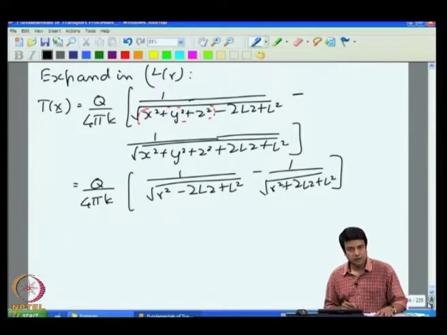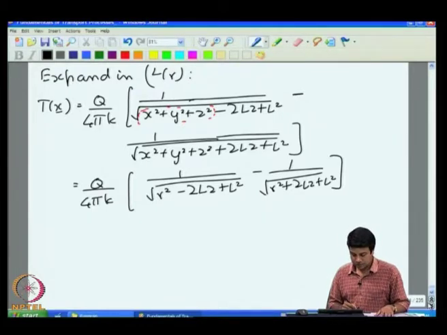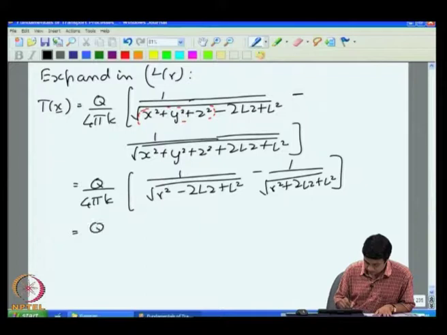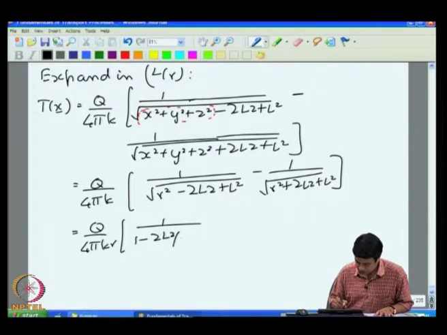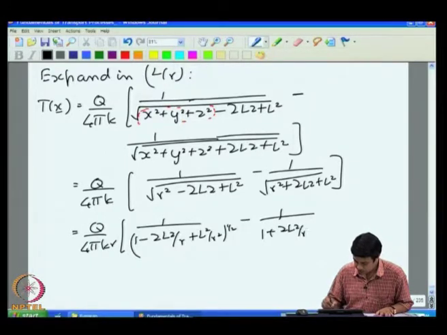Now, this I can rewrite by taking out r as the common factor. I can take out r as the common factor to get q by 4 pi k r into 1 by 1 minus 2 L z by r plus L square by r square to the power half, minus 1 over 1 plus 2 L z by r minus L square by r square to the power half.